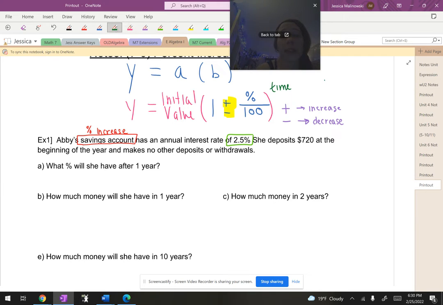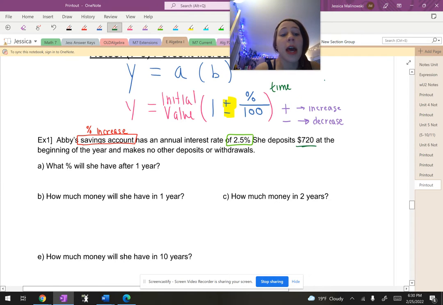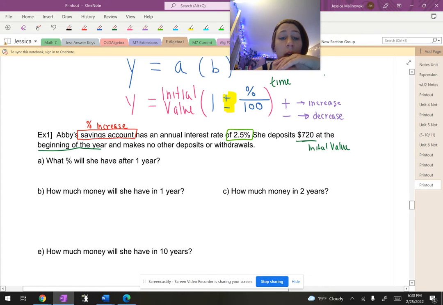She deposits $720 at the beginning of the year. So that's like my initial value. And again, all of this I'm just picking out from reading the problem. And this last little chunk about making no other deposits or withdrawals, you're going to see that a lot in these problems, as making deposits or withdrawals complicates things, and that's not something you're really going to look into until you get to like algebra 2. So that will happen a lot.